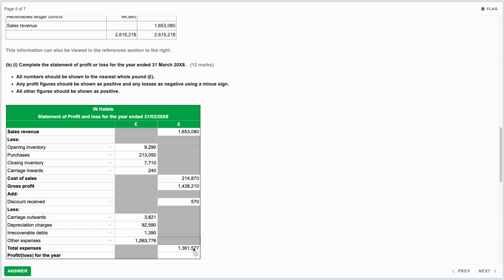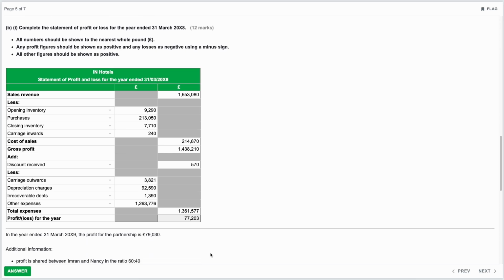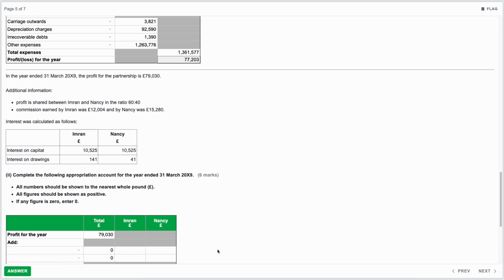Okay, and it automatically adds those up to give us our total expense figure. So all we need to do now is calculate our profit or loss. So we can do that by taking our gross profit, adding on our discounts received figure, and taking off our total expenses. So if we do that now, that leaves us with a profit or loss figure of £77,203.